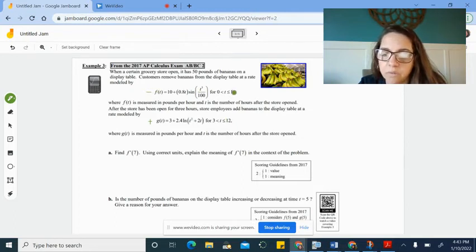So they're always being removed from 0 to 12, but they're being added back in from 3 to 12, where G is measured in pounds per hour and t is the number of hours after the store opened. Find F prime of 7, and then using the correct units, explain the meaning. Okay, so F prime of 7.